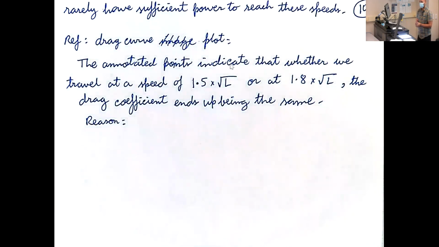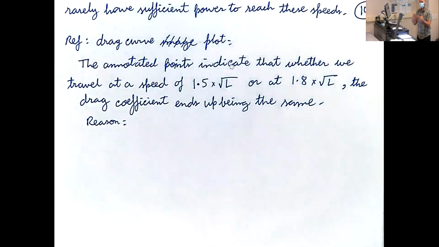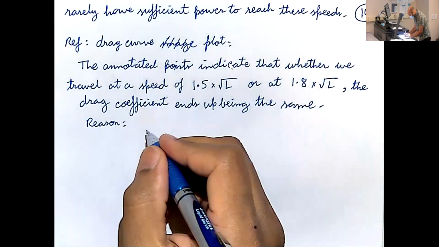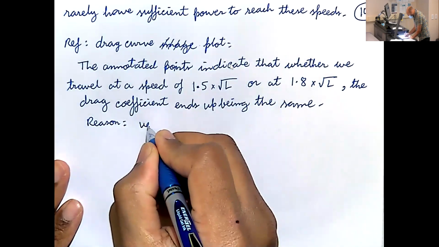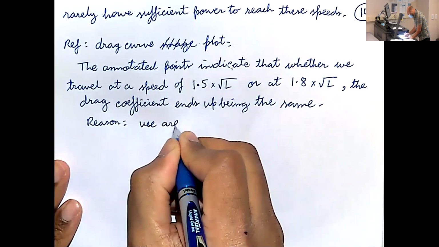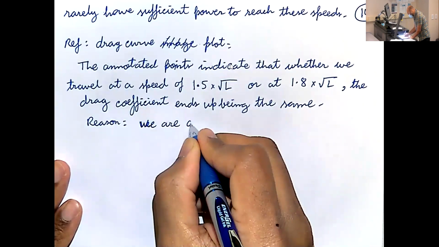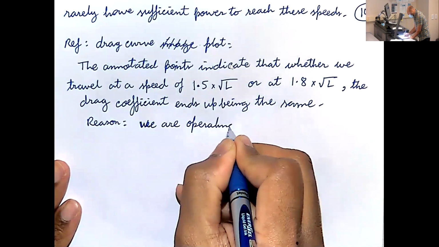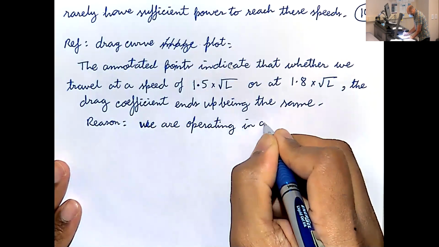So the wave making resistance decreases because we get beneficial interference between the two wave systems, okay? So the reason is we are operating in a hollow.